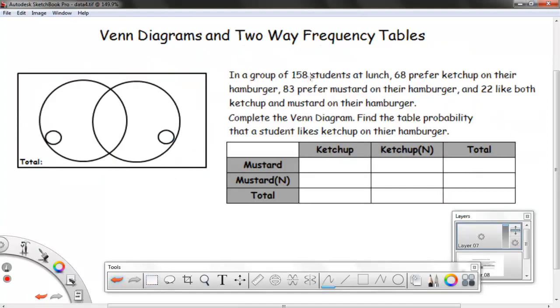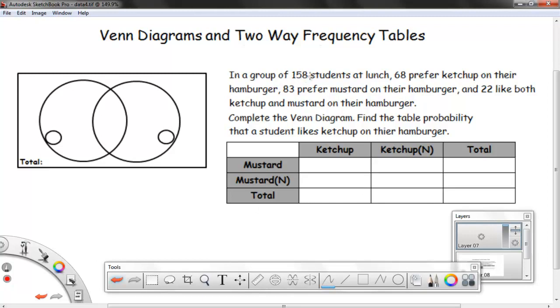Okay, it says in a group of 158 students at lunch, 68 prefer ketchup on their hamburgers and 83 prefer mustard on their hamburgers, and 22 like both ketchup and mustard on their hamburger. Complete the Venn diagram and find the probability that a student likes ketchup on their hamburger. Anyway, let's look for our totals first.